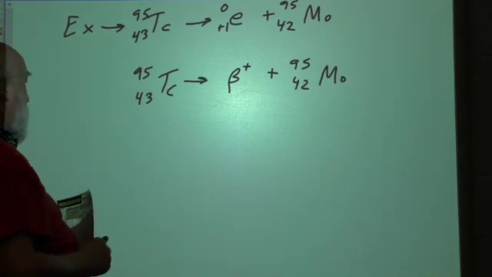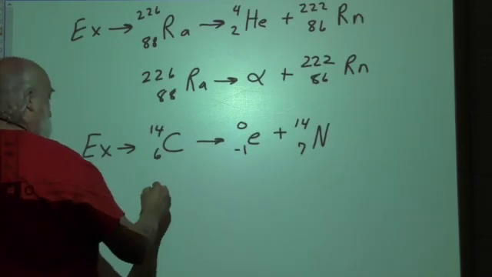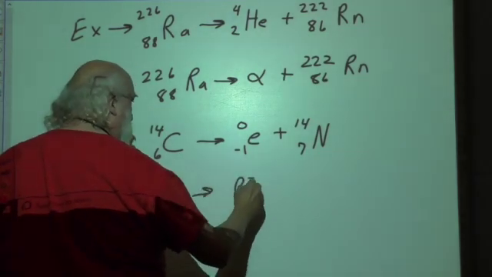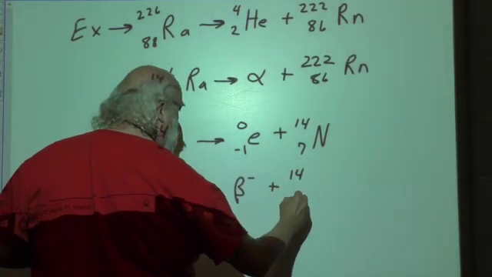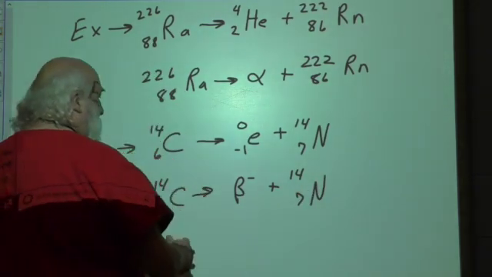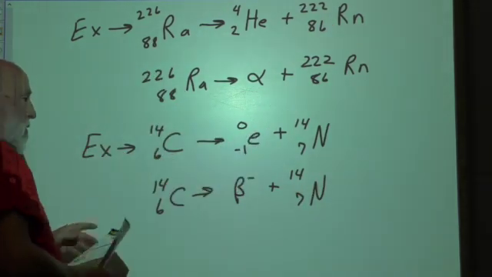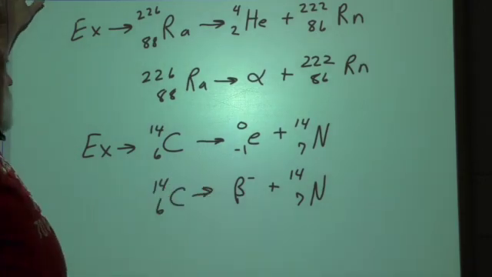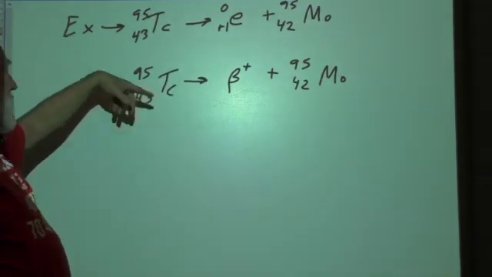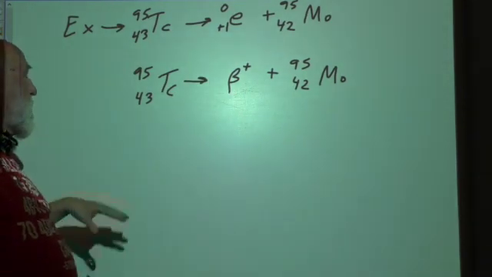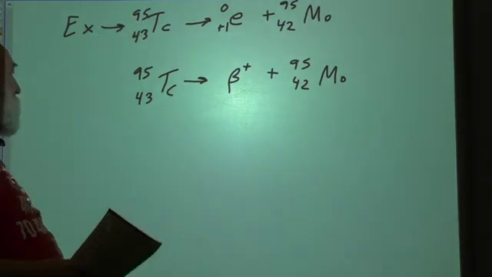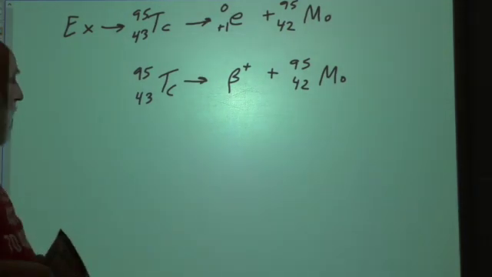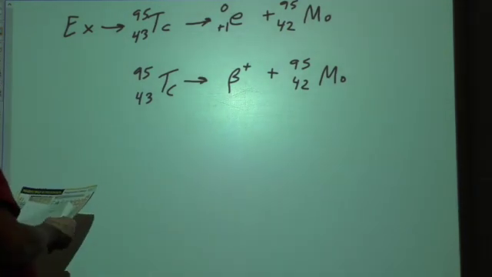Back over here, if we were to fix this one up, we would have 14,6 carbon yields beta negative plus 14,7 nitrogen. Again, this is the preferred one here, but you can use this, or you can put 0, -1 there, and you could put 0 positive one there, but generally this is the preferred method for writing those equations, and I'll actually be asking for both in the practice problems.